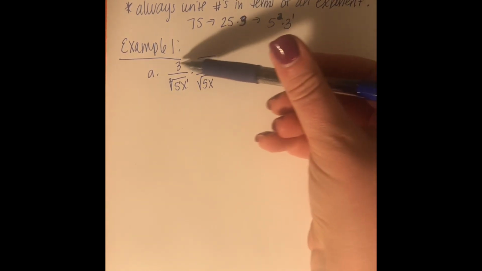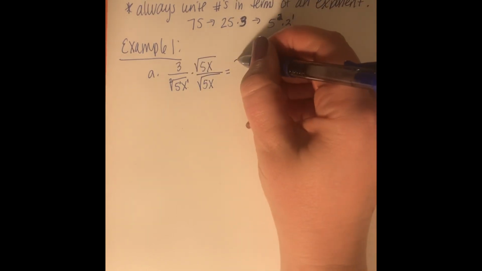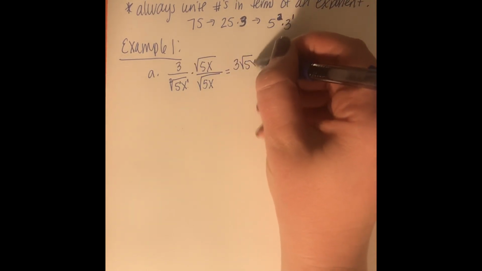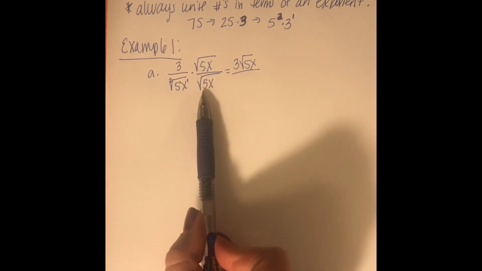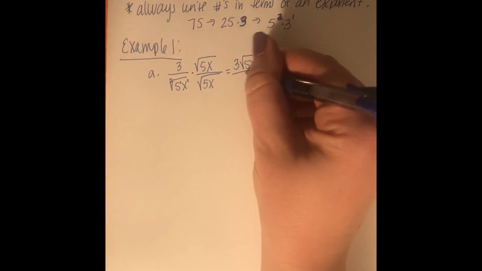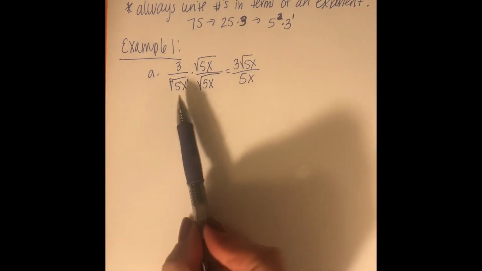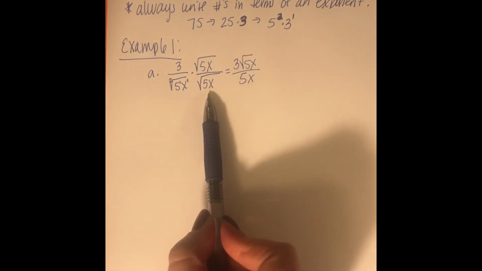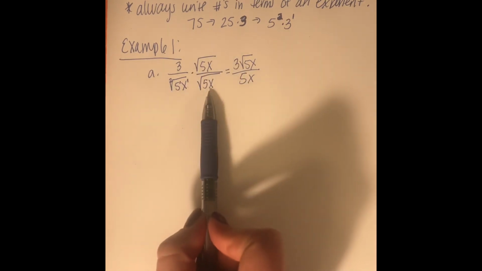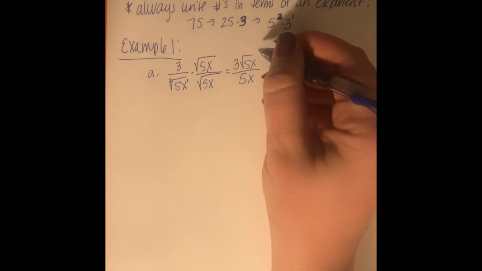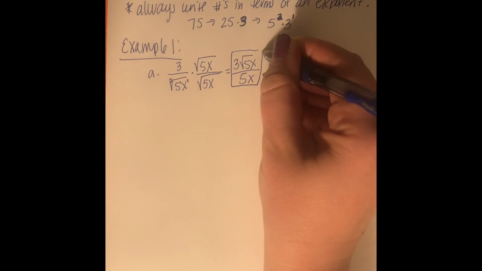Now when you multiply fractions, multiply straight across, we have 3 square root of 5x over the square root of 5x times the square root of 5x, which is going to be left with just 5x, because technically it's 5 squared x squared, and what's the square root of 5 squared? 5. What's the square root of x squared? Just x. And there we go. Again, that was a simpler example.